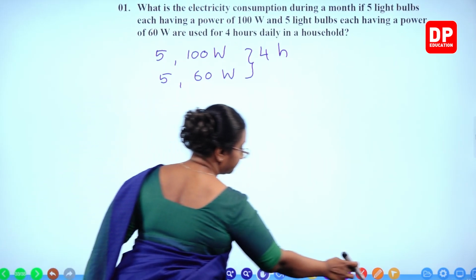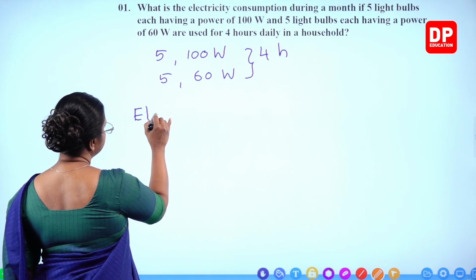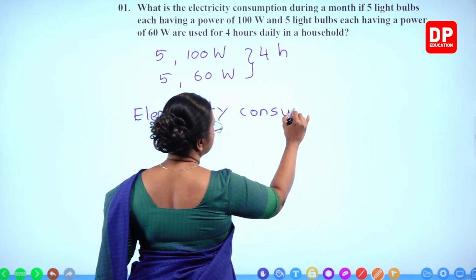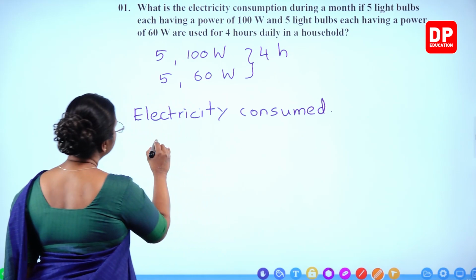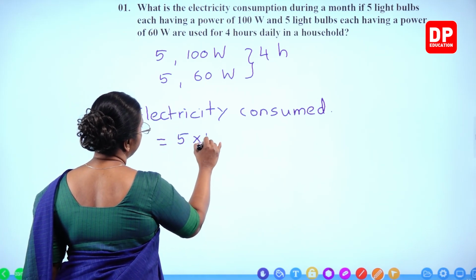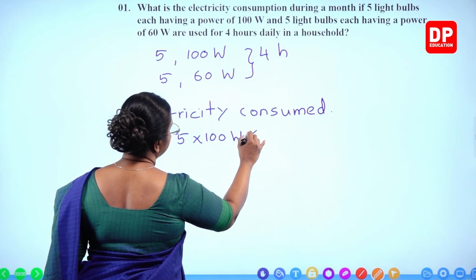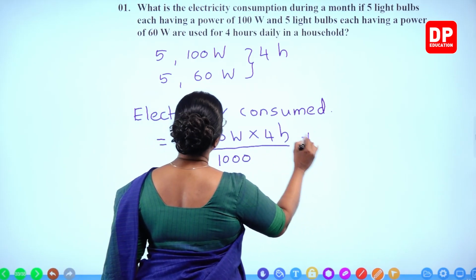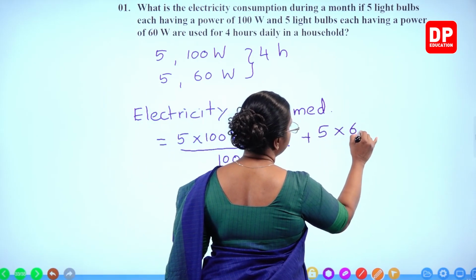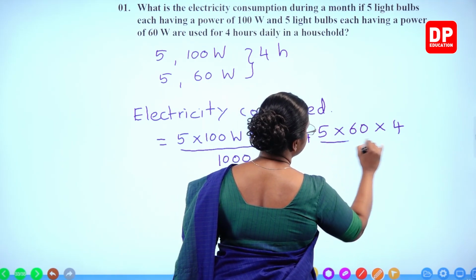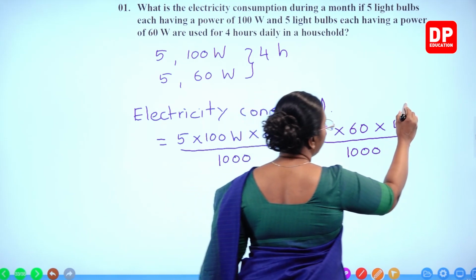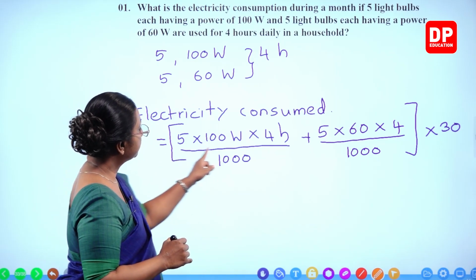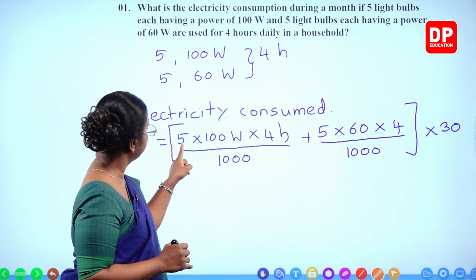To do that, electricity consumed: we have 5 bulbs, 100 watts each into 4 hours divided by 1000, plus again 5 bulbs, 60 watt power each into 4 hours again divided by 1000, all together multiply by 30. Why is that? This is for one type of bulb.